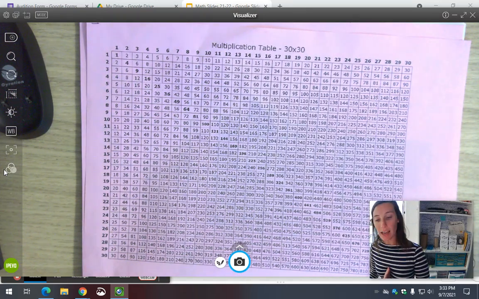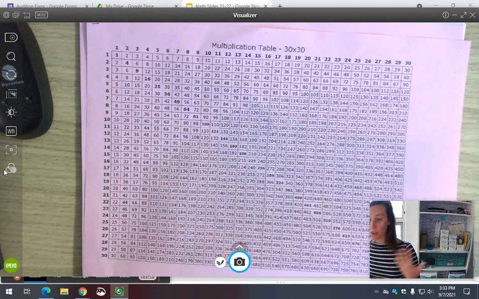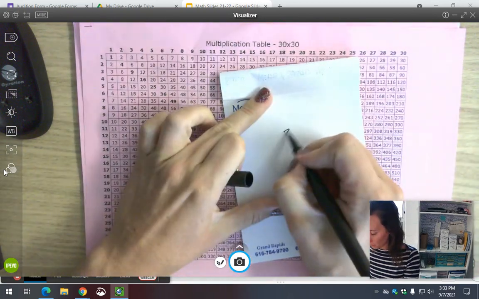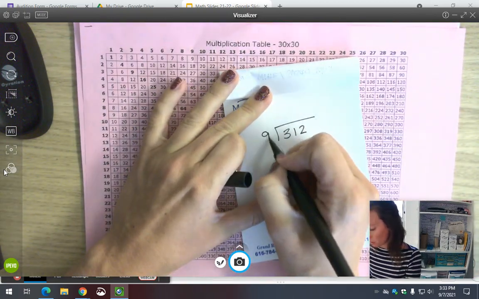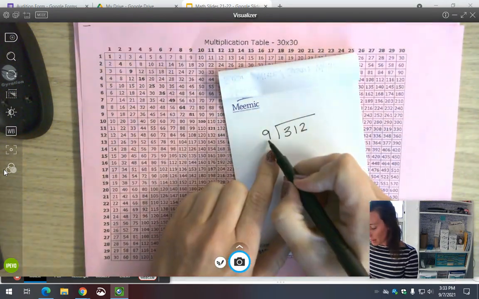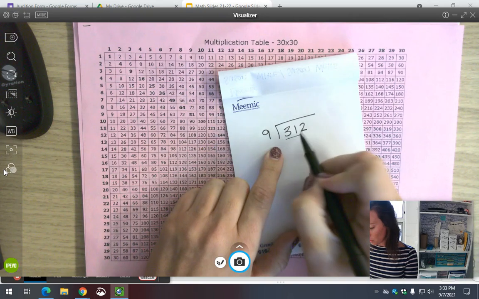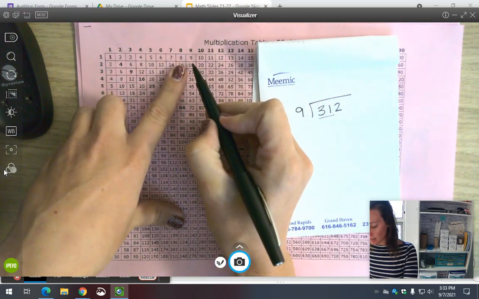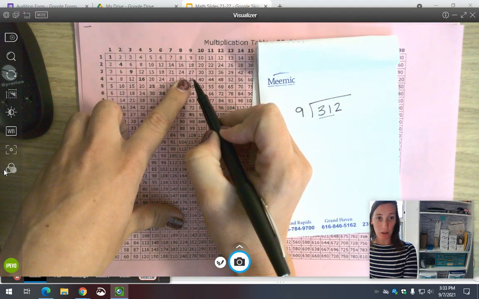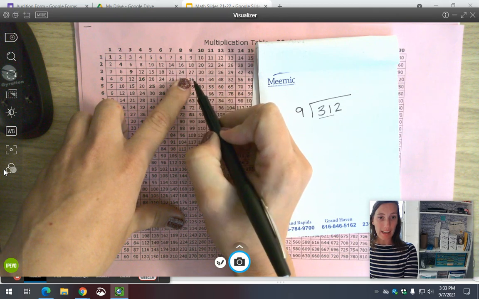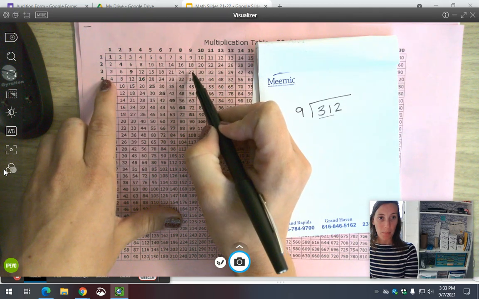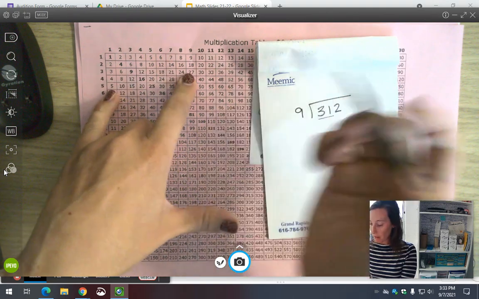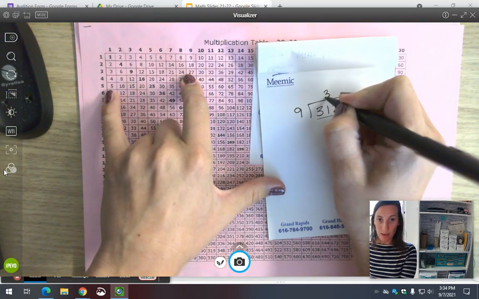However, there's another way. So let's say I'm doing 312 divided by 9. So first I know that 9 can't fit into 3, so I've got to go to 31. How many times can I get 9 into 31? Well, I can go down my 9s until I get as close as I can to 31 without going over. So 36 is too big. So 9 can't go into 31 4 times, but it can go in 3 times because that's the closest I can get to 31 without going over. So now I say it can go in 3 times.